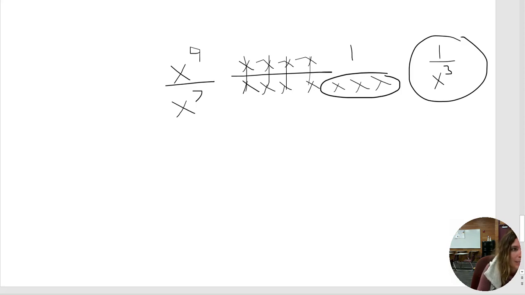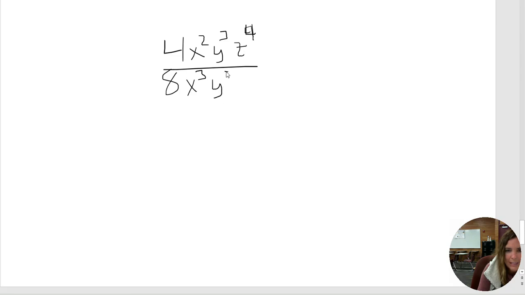Okay, next one. Let's say we have 4 x to the 2nd y to the 3rd z to the 4th over 8 x to the 3rd y to the 5th z to the 1st. So go ahead and push pause, try this one, and then push play. So this one, 4 over 8 is going to simplify to a 1/2, okay?